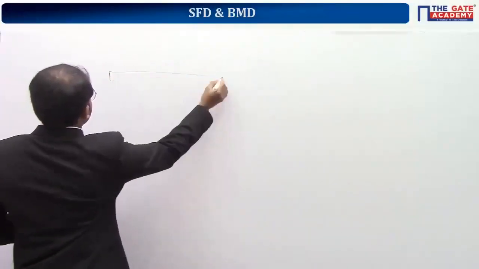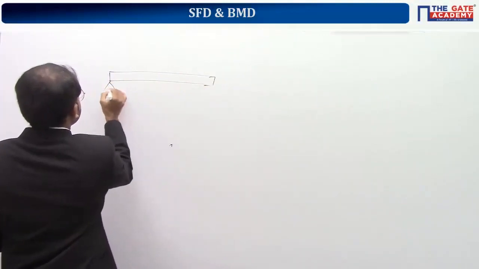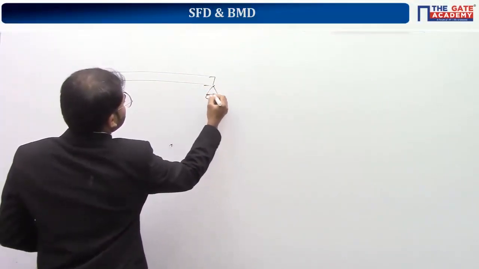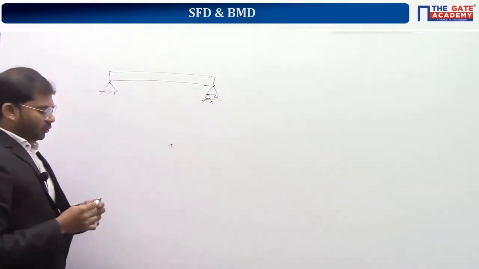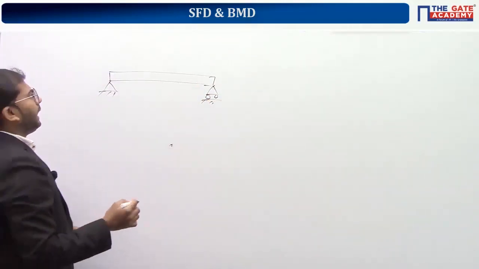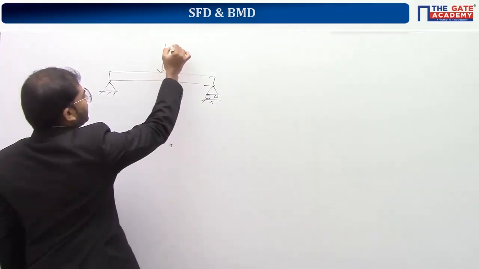Okay, so look here, observe it carefully. Let's take a simply supported beam. Here there is a hinge, here there is a roller. Before application of load, the member is like this. I am applying a load P like this at the center.